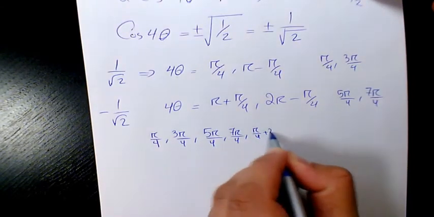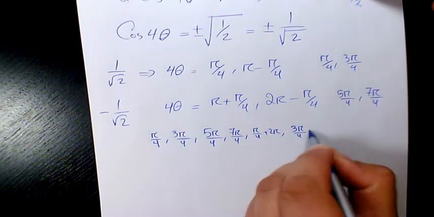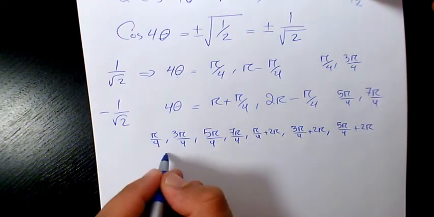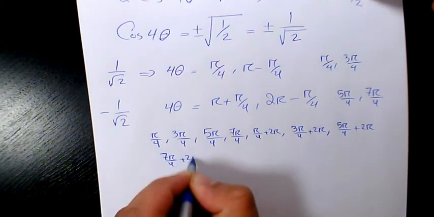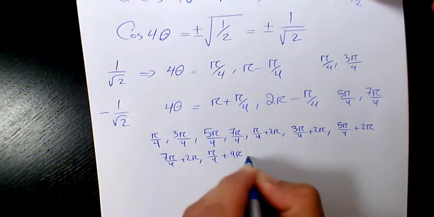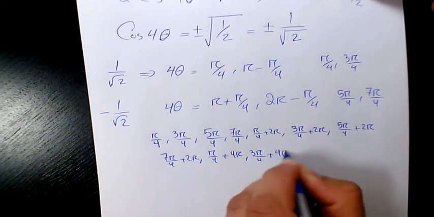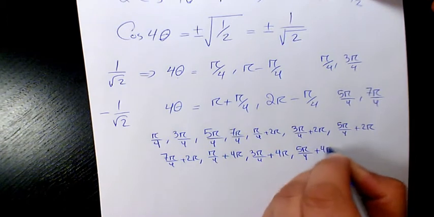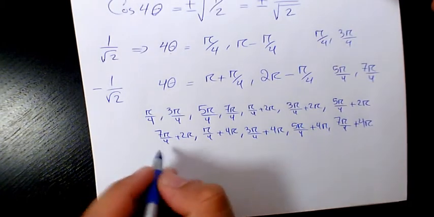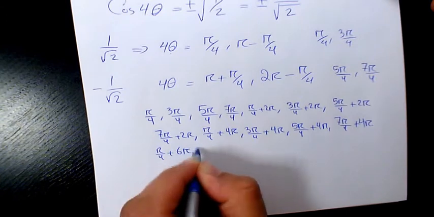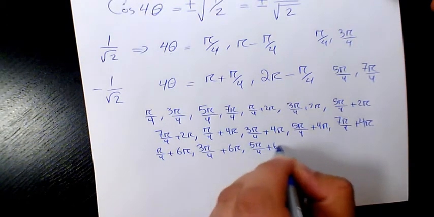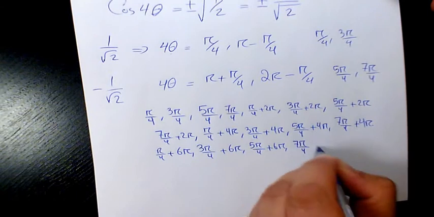pi over 4 plus 2 pi, 3 pi over 4 plus 2 pi, 5 pi over 4 plus 2 pi, 7 pi over 4 plus 2 pi, pi over 4 plus 4 pi, 3 pi over 4 plus 4 pi, 5 pi over 4 plus 4 pi, 7 pi over 4 plus 4 pi, and we have pi over 4 plus 6 pi, 3 pi over 4 plus 6 pi, 5 pi over 4 plus 6 pi, 7 pi over 4 plus 6 pi.